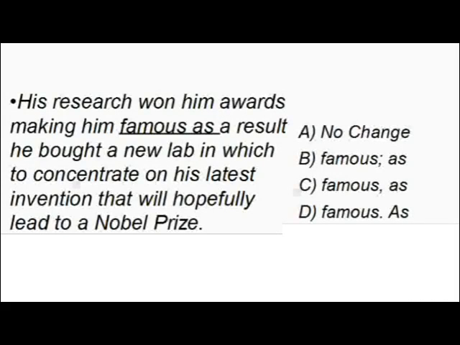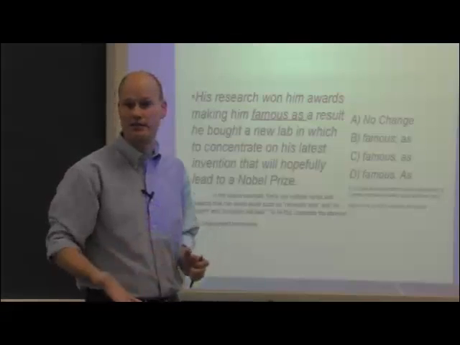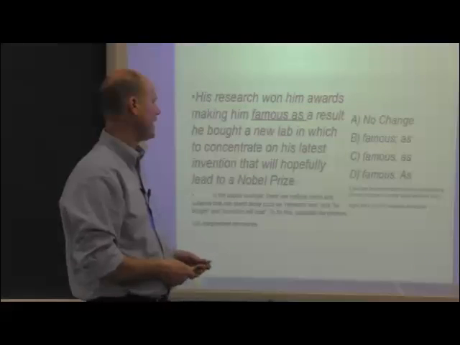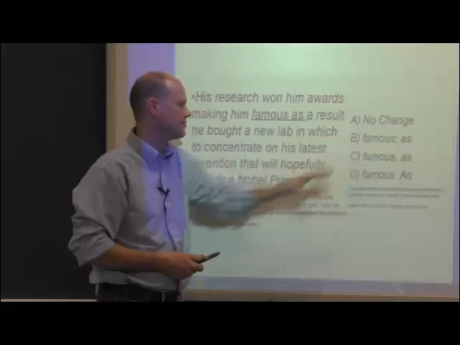Here's the first example. It reads, "His research won him awards, making him famous. As a result, he bought a new lab in which to concentrate on his latest invention that will hopefully lead to a Nobel Prize." When trying to figure out if you have run-on sentences, you want to see if there are independent subjects and verbs within each section. So they have underlined "famous" as in several examples or choices for us to make.